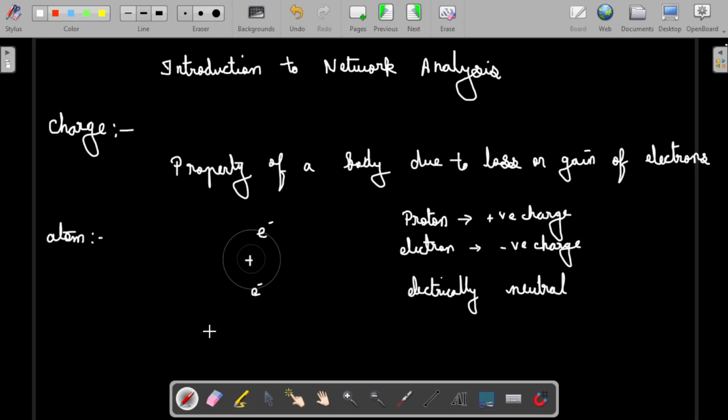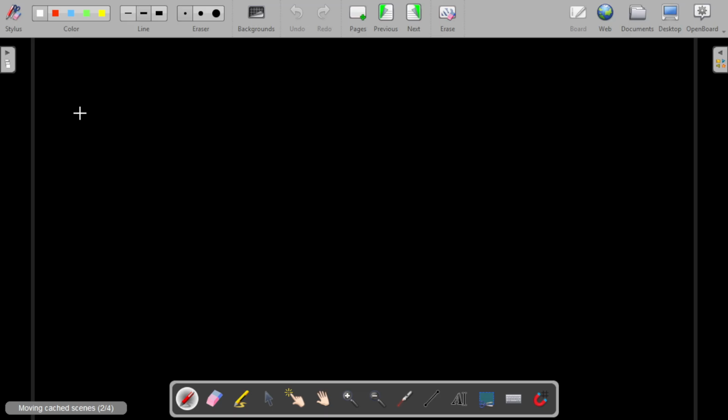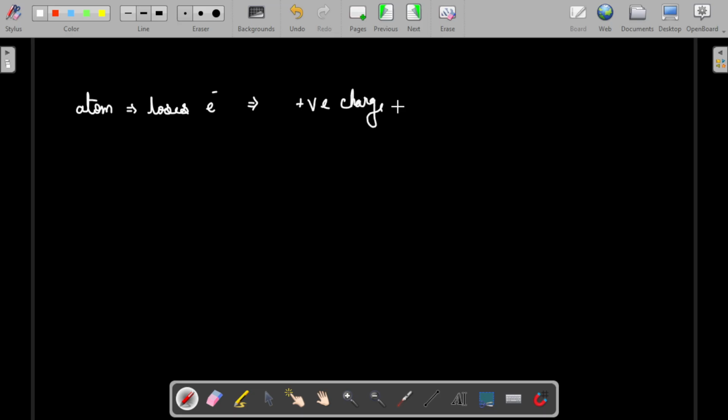For example, if an atom loses an electron, what happens? The positive charge will now increase. Two protons will be there, so the positive charge will be more than the number of electrons, as there will be only one electron. Then the domination of positive charge will be there, and the net charge will be positive. This is how, when an atom loses an electron, the charge changes to positive charge.